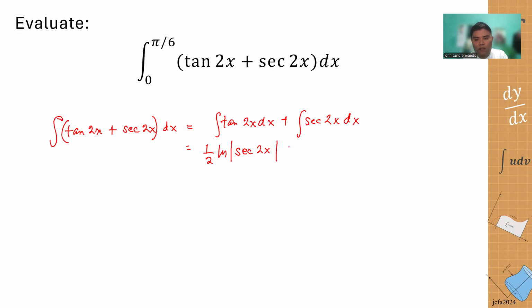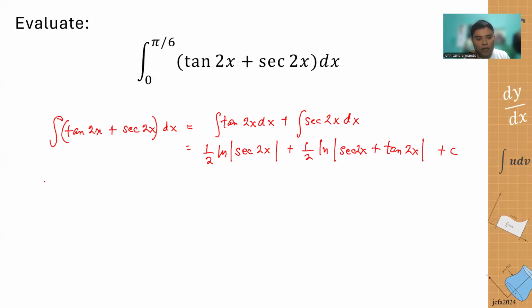How about for secant 2x? That is ln secant x plus tangent x. Since we have 1/2, we have 1/2 ln secant 2x plus tangent 2x plus c. Okay, so let's verify first to make sure that our answer is right. Yeah, ln absolute value of secant x plus tangent x. Then this is the indefinite integral, but we have to evaluate it from 0 to pi over 6.